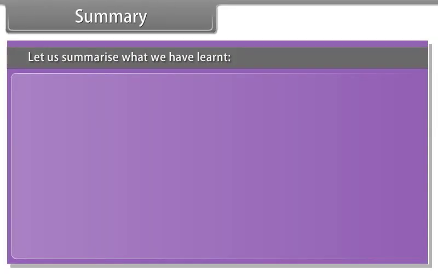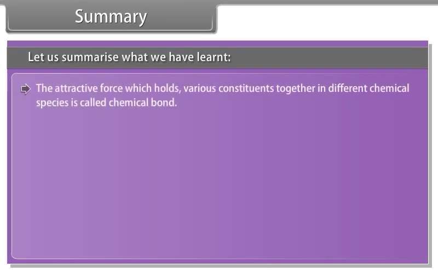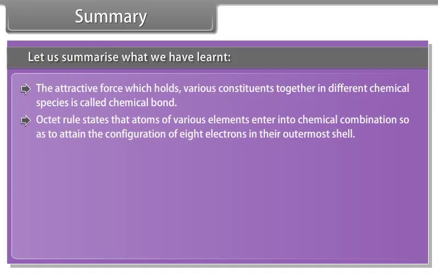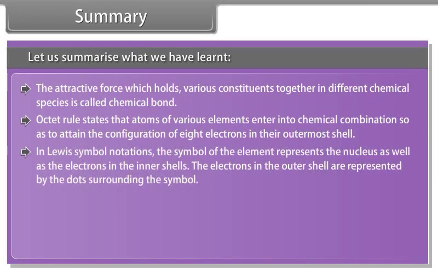Let us summarize what we have learned. The attractive force which holds various constituents together in different chemical species is called chemical bond. Octet rule states that atoms of various elements enter into chemical combination so as to attain the configuration of 8 electrons in their outermost shell. In Lewis symbol notations, the symbol of the element represents the nucleus as well as the electrons in the inner shells. The electrons in the outer shell are represented by the dots surrounding the symbol.